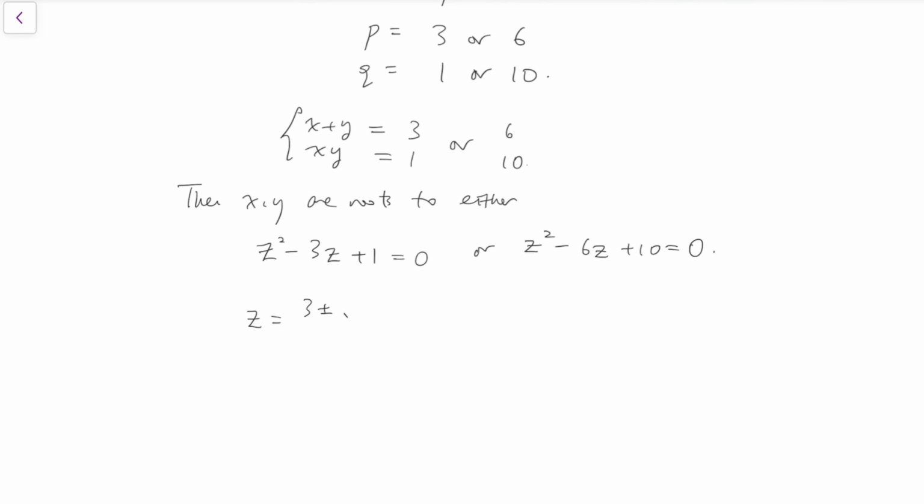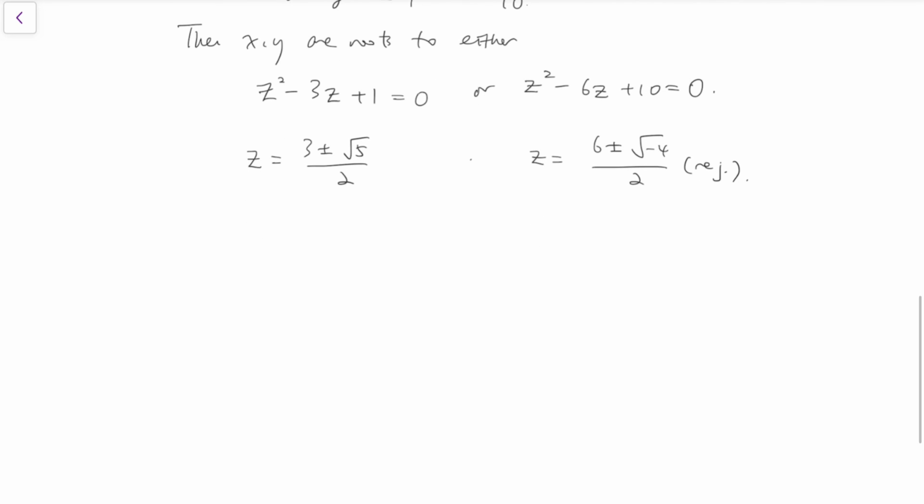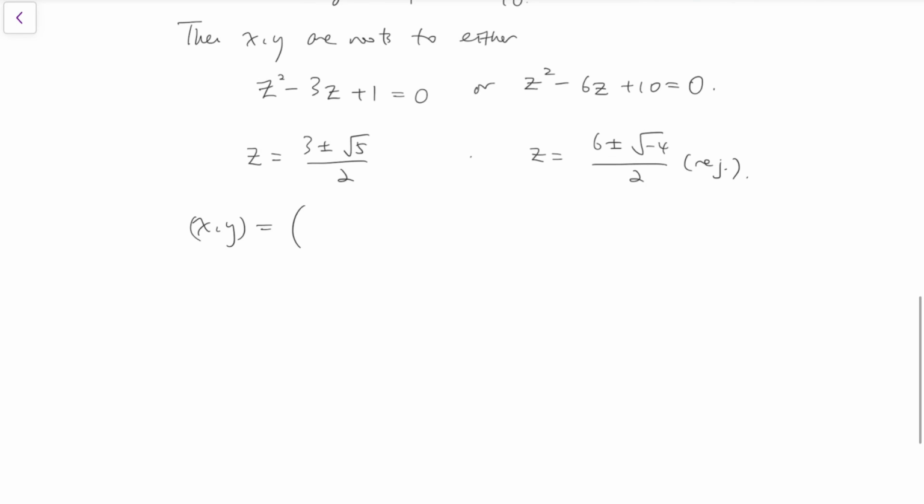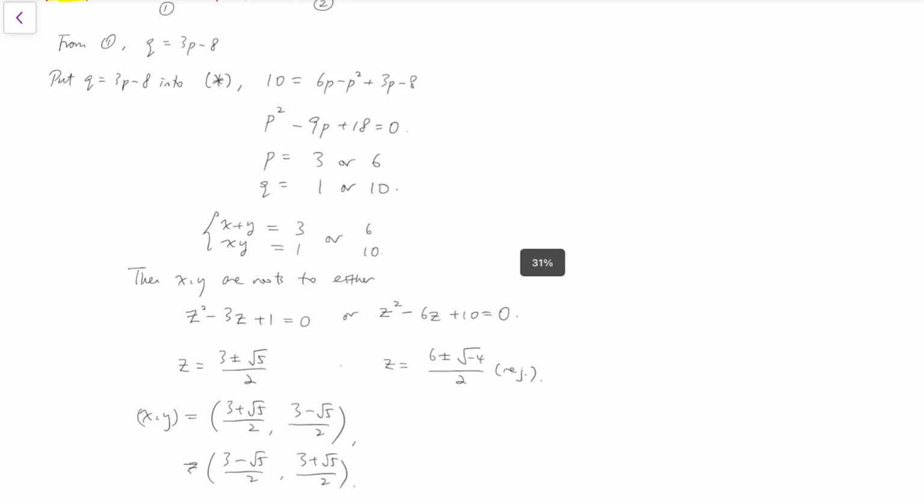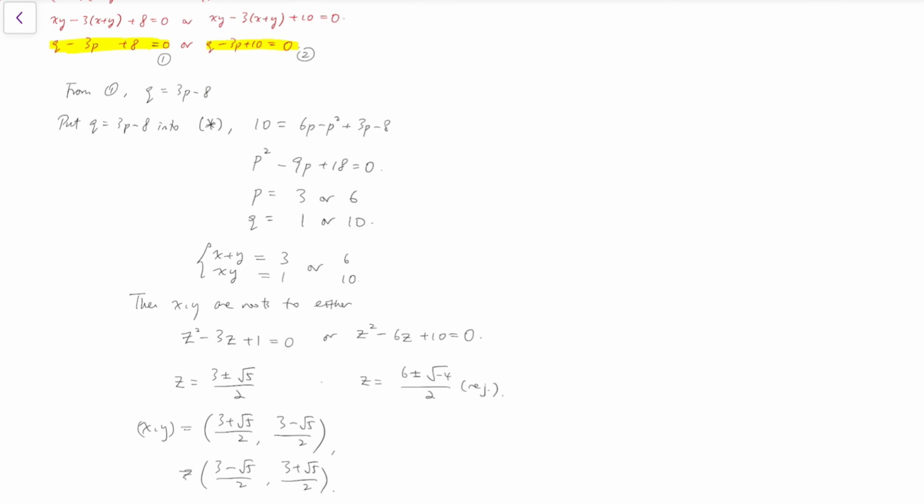So for the first case, I will have 3 plus or minus root 5 over 2, while for the second case, I will have 6 plus or minus square root of minus 4 over 2. So I have to reject this because I'm looking for real numbers. So from the former case, we have x and y to be either the plus root 5 one for x, or the minus one for x, and y will take the other. So that's the first case when we try to solve for p and q.